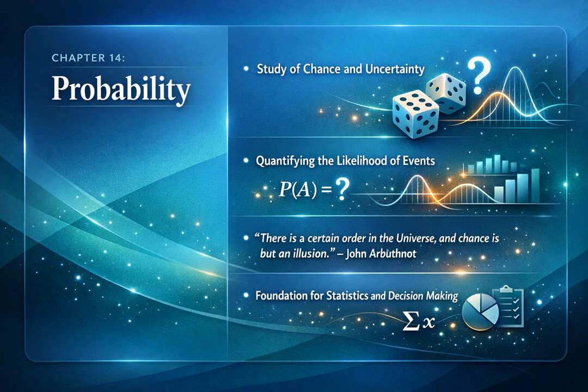Welcome to Chapter 14, Probability. Probability is the mathematical study of chance and uncertainty. It quantifies how likely events are to occur. As John Arbuthnot said, "Where mathematical reasoning can be had, it's folly to use any other." Probability forms the foundation for statistics and helps us make informed decisions under uncertainty.